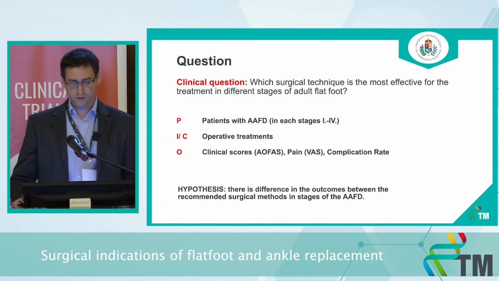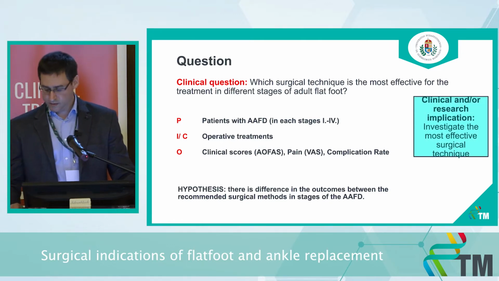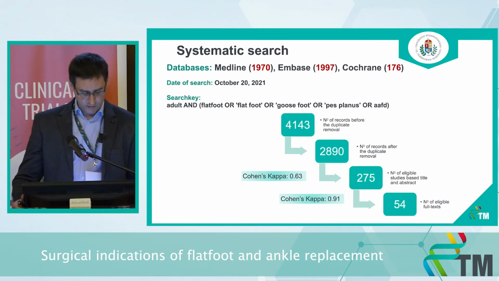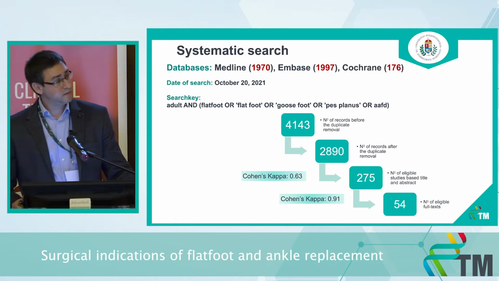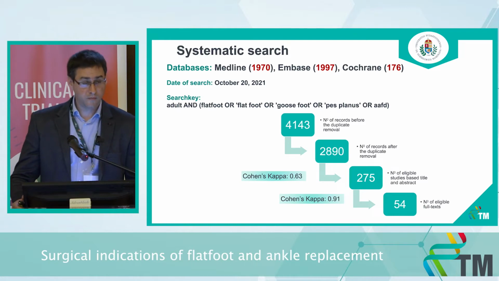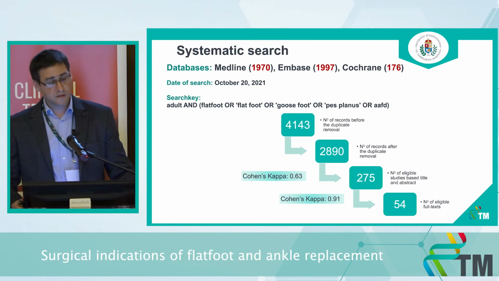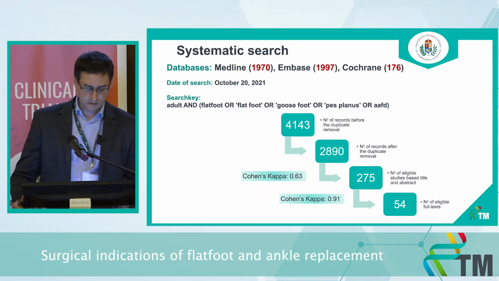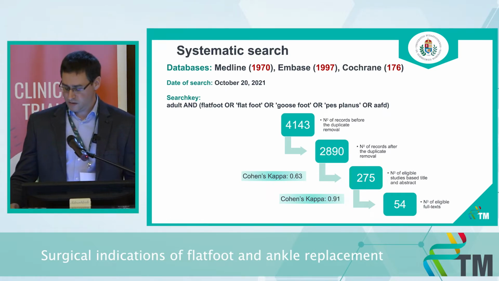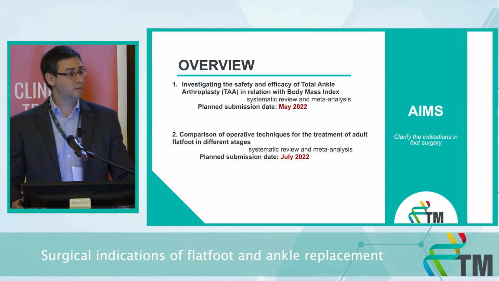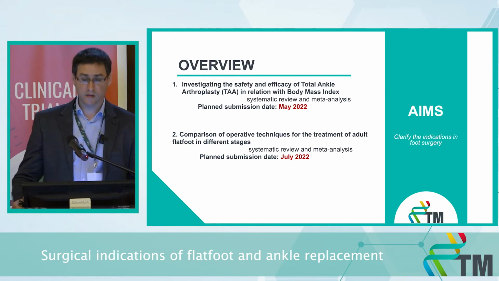Our question is which surgical technique is the most effective, and the clinical implication will be that we will choose the most effective technique in each stage. We have collected the articles from 3 scientific databases, and we have found 4,143 articles, and after the systematic selection we have 54 articles to make the statistical analysis, and this is the state of our second project now. Again, an overview. The first one we would like to finish in May, and the second one in July.